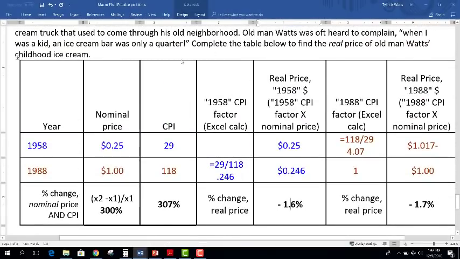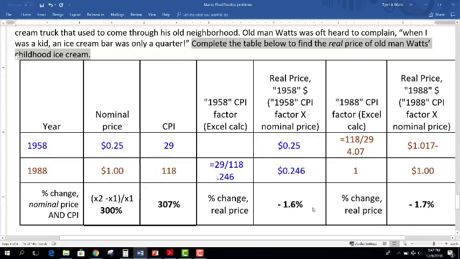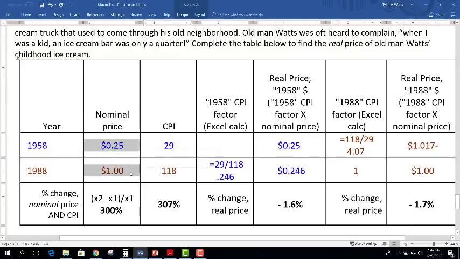So complete the table to find out the real price of Old Man Watt's childhood ice cream. It was slightly higher, Dad, because inflation was more than all of the difference in the change in the nominal price, right? So if my dad wanted to complain that things were worse when I was a kid because ice cream was more expensive, I could bust out my CPI values and do a little bit of macro math and say, no, Dad, things are as good, if not better, because real prices are actually lower.